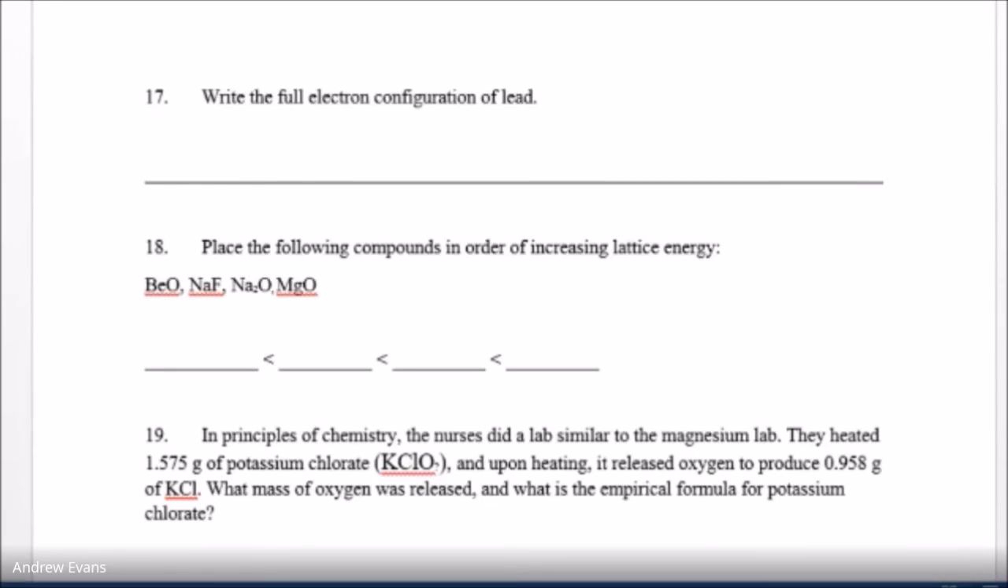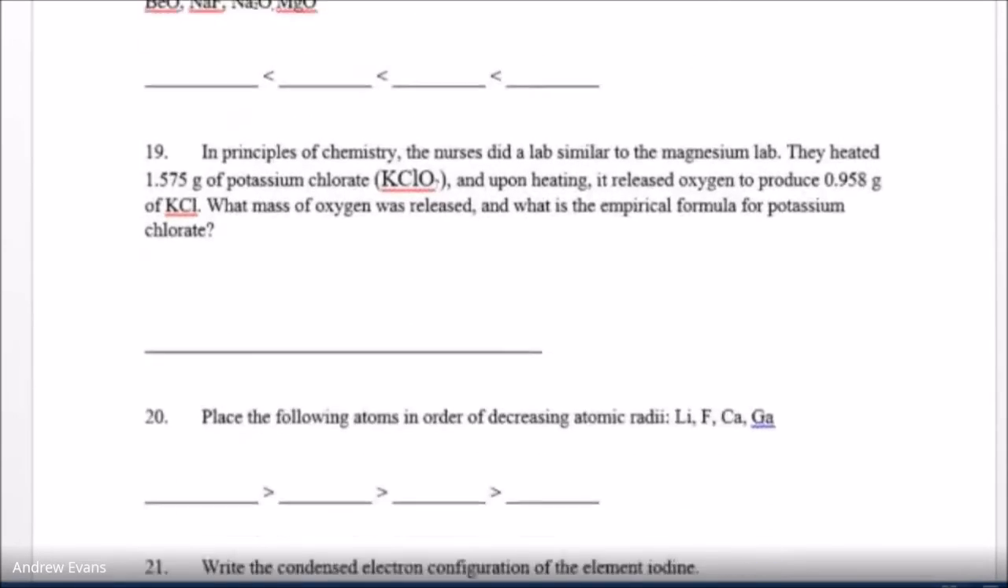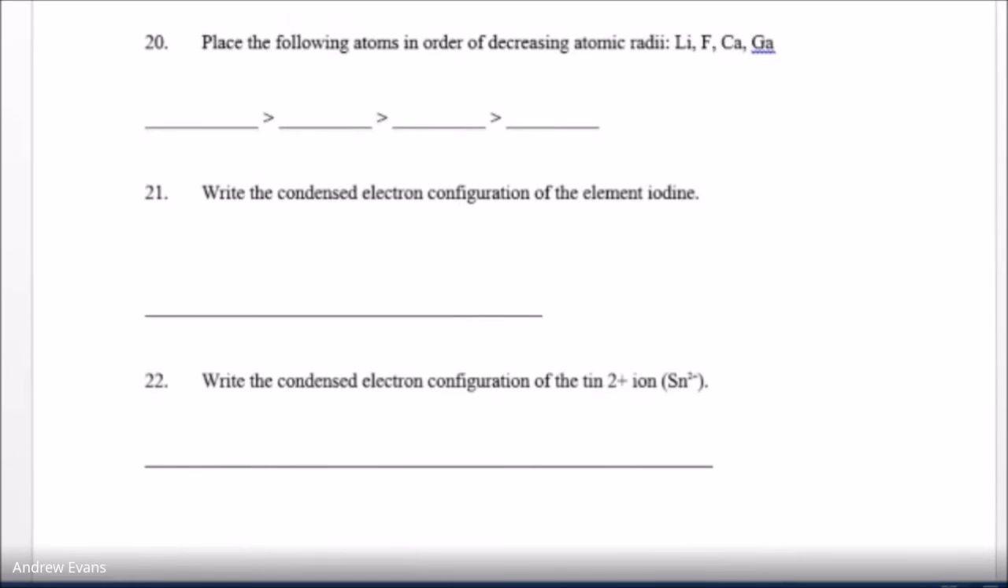Skipping number 19, since we don't have to do that one. Place the following atoms in order of decreasing atomic radii. So the smallest ones on the right, biggest ones on the left. So in fashion, let's look at where these are on the table. We have lithium, fluorine, calcium, gallium.